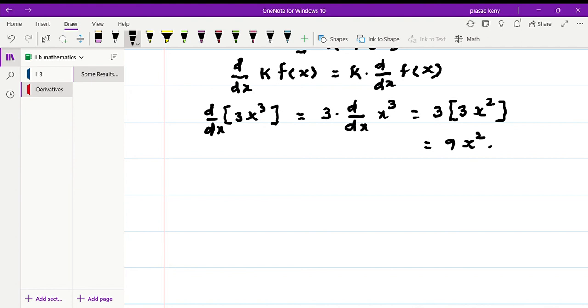So these are the two results we are going to use. Just go through them. Next time we'll solve some derivatives on the quadratic function.